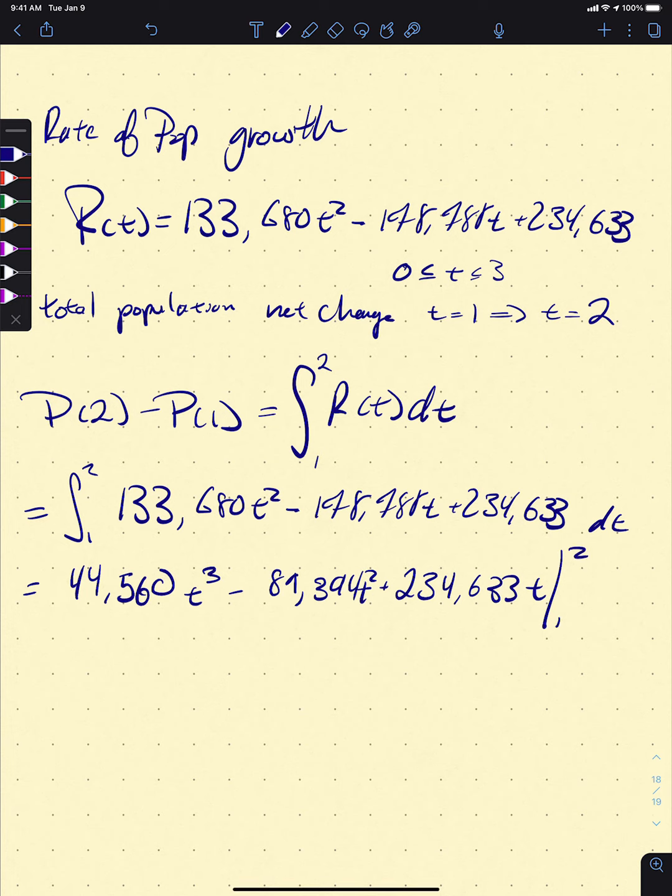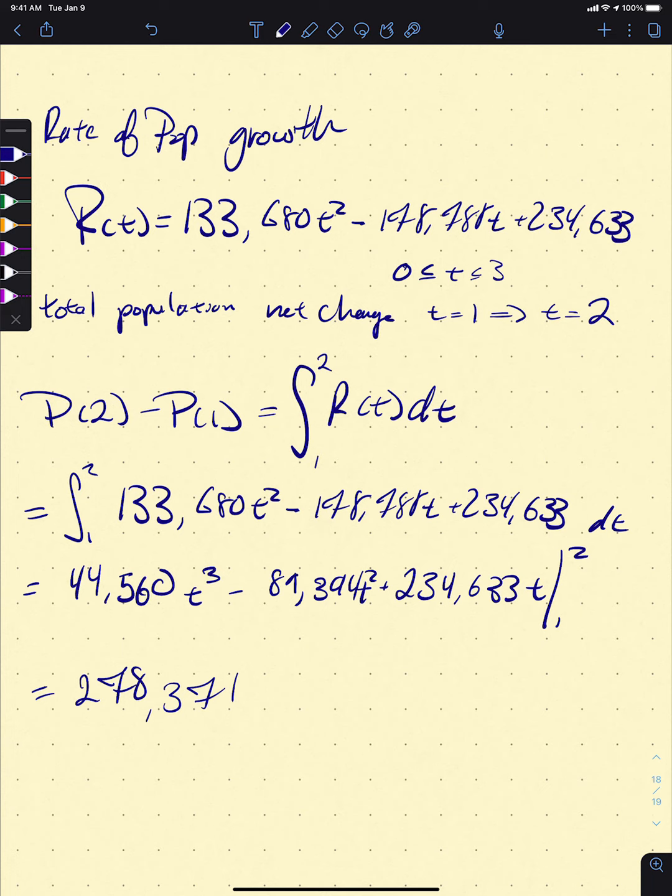At this point, this is a calculator exercise. Obviously, as I've said a number of times, we don't need calculators in this class. This is more an example to show you how it could be used. I wouldn't ask a question with numbers like this on an exam. But when you run that through your calculator, you're going to get 278,371. So this is going to tell us how much the population changed in total.